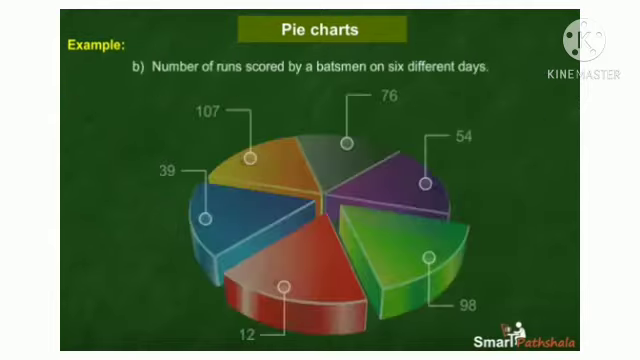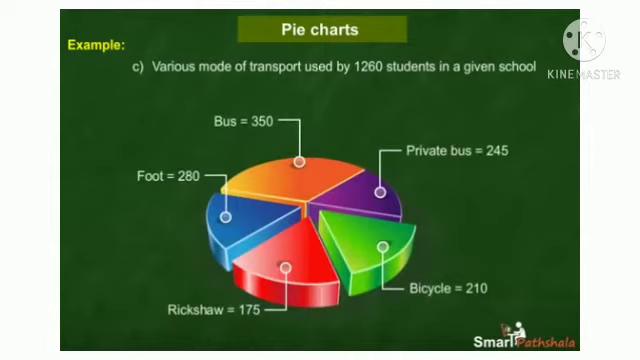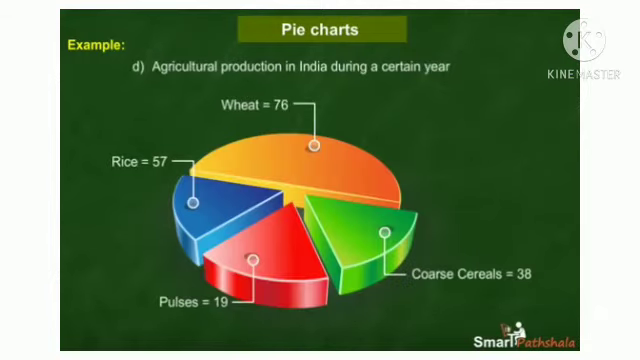B. Number of runs scored by a batsman on 6 different days can be shown in the form of a pie chart. C. Various modes of transport used by 1,260 students in a given school can be shown in the form of a pie chart as an example. D. Agricultural production in India during a certain year can be shown in the form of a pie chart as an example.